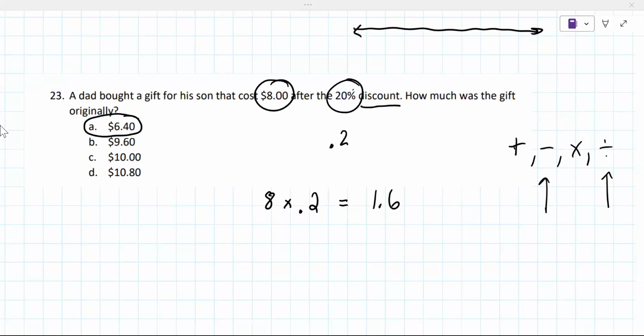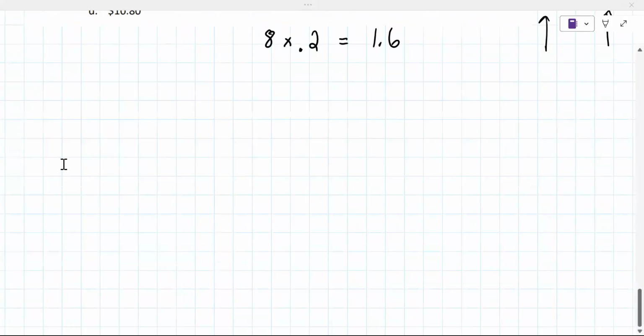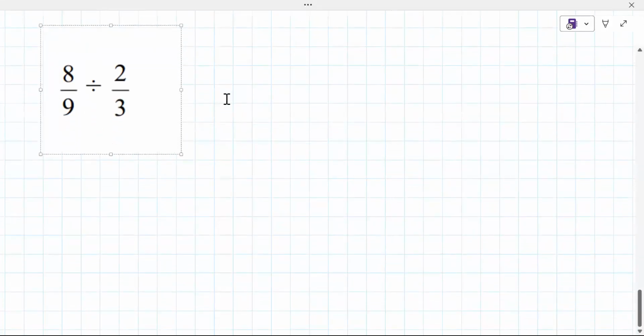All right, let's go back to some number sense, things that would only help here going into the course. But this is 8/9 divided by 2/3. So do you remember how to divide fractions? Not really. Okay. So maybe we'll create a short lesson out of this here.